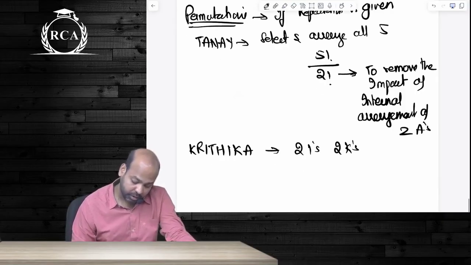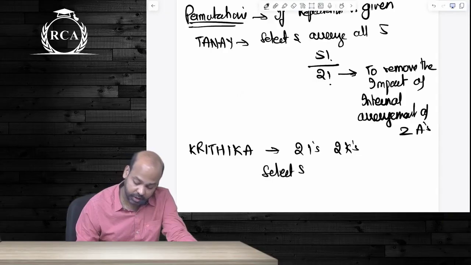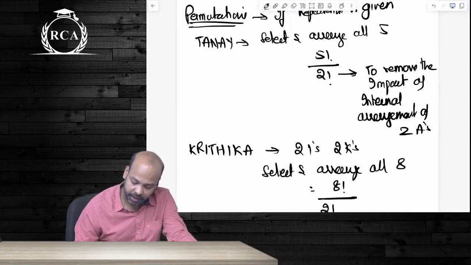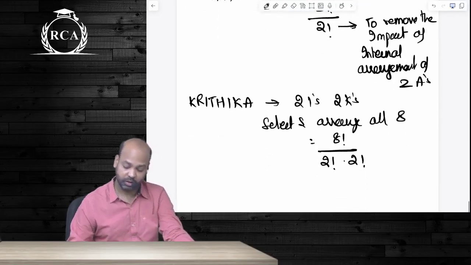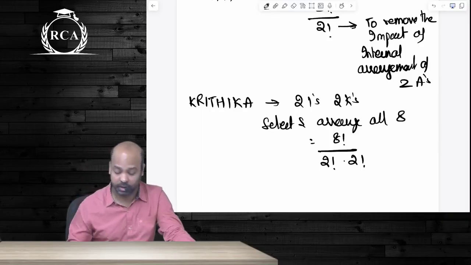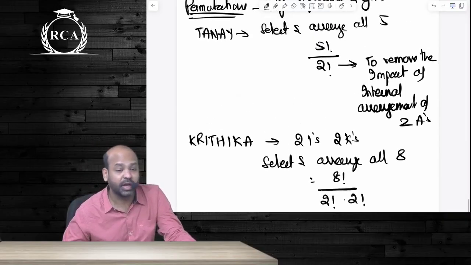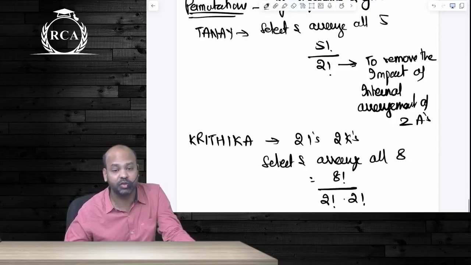So total number of letters are how much, beta? 8 letters. In how many ways can you select and arrange all 8? That will be 8 factorial divided by 2 factorial times 2 factorial, again to remove the internal arrangement impact of 2 I's and 2 K's. What if the question says that you have to select and arrange only 4 letters?